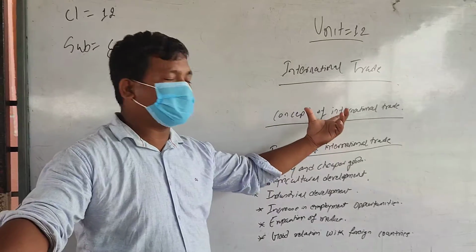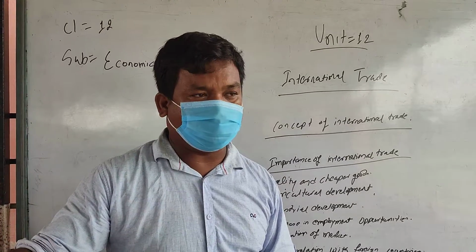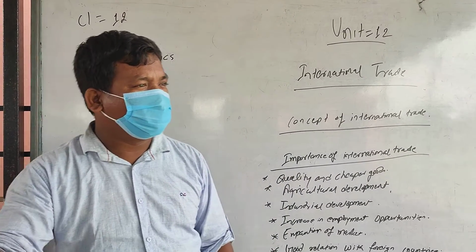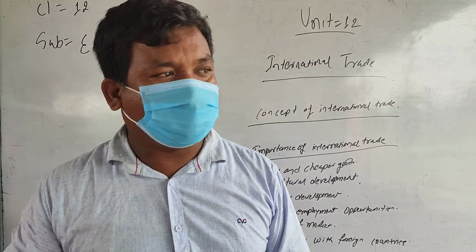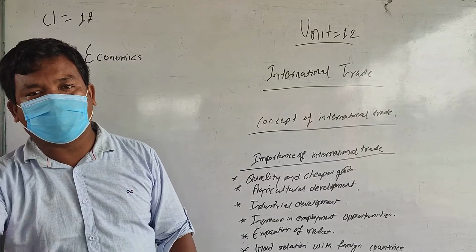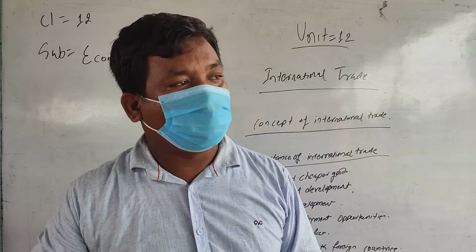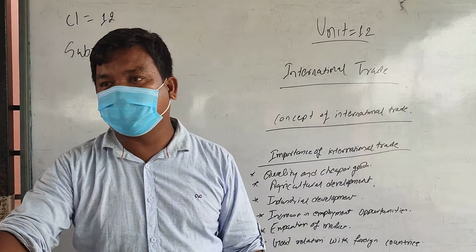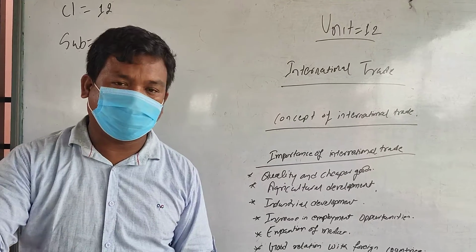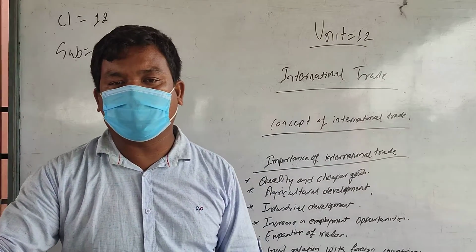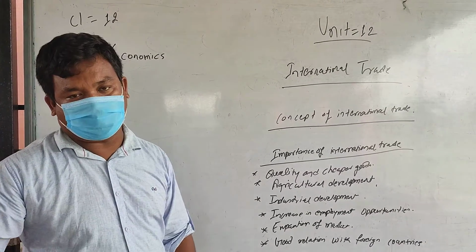So first let me explain to you what is international trade. Usually selling and buying of goods and services is called trade. When this selling and buying of goods and services occurs within the boundary of the nation, that is called internal trade or home trade. But when the selling and buying process occurs with the people of different countries, or from one country with another country, then that is called external trade, or international trade. In other words, you can say foreign trade.